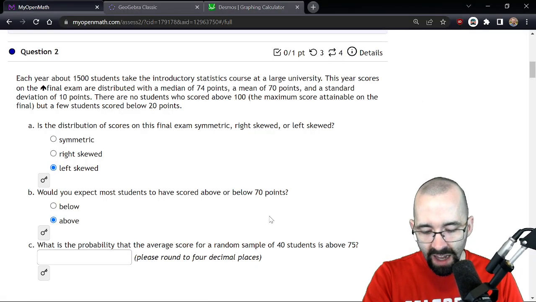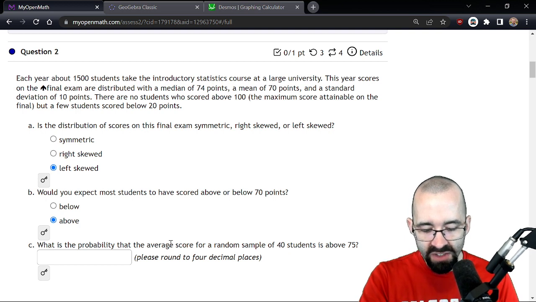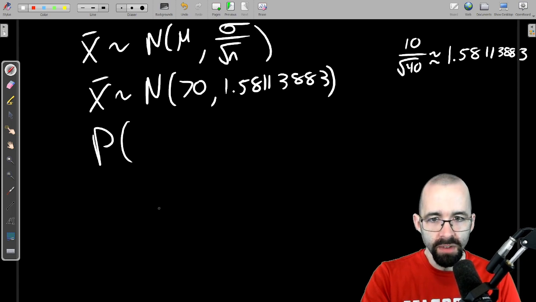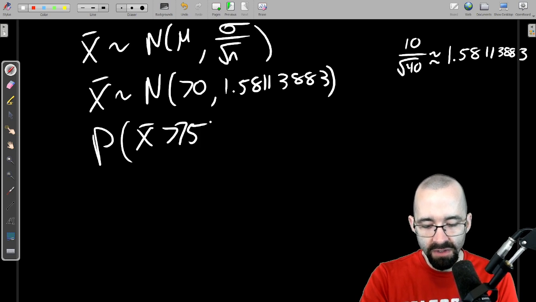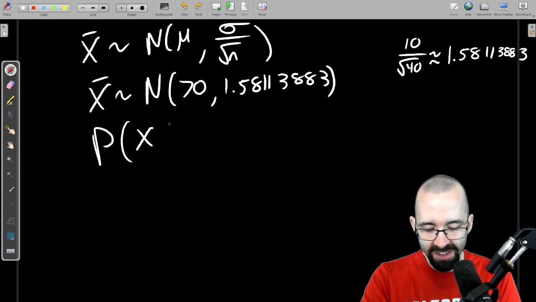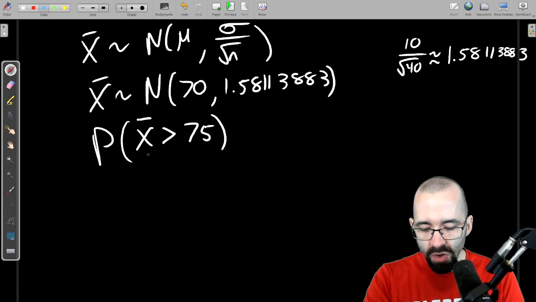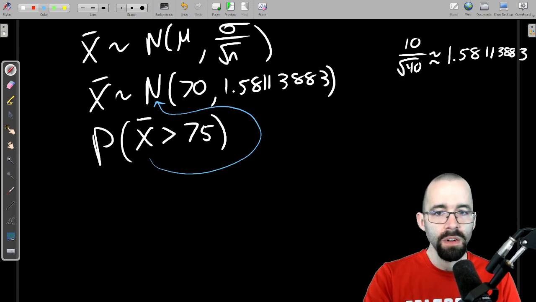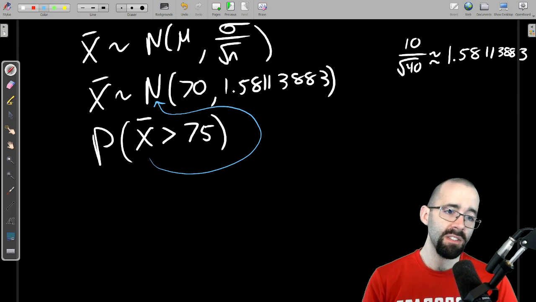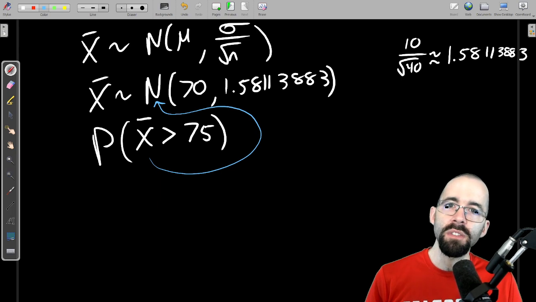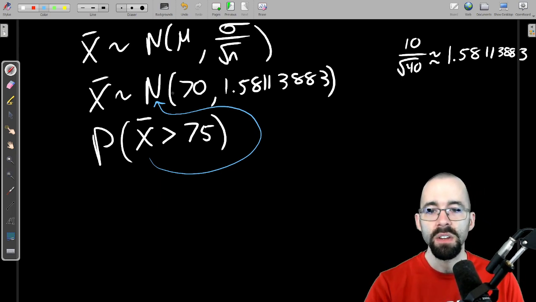So now what are we being asked? What's the probability that this average score is above 75? What's the probability that the average is greater than 75? Well, this is a normally distributed random variable. How do we in this class, there's a lot of other ways in other classes, but how do we in this class find probabilities for normal random variables? We use GeoGebra.